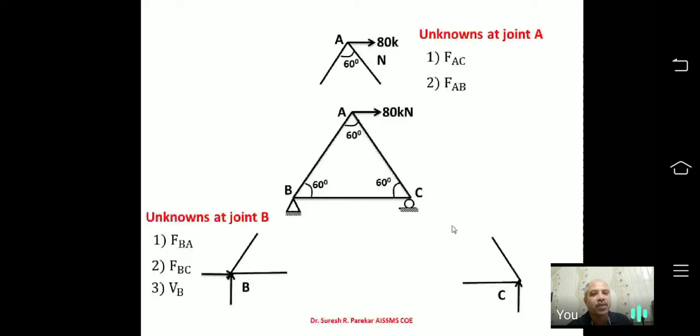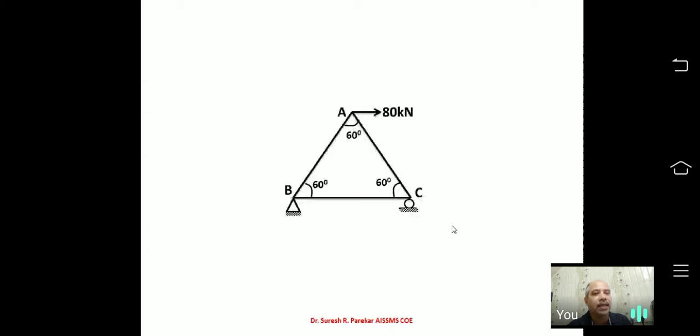So we have four forces at joint B. And if we go to joint C, then we have three forces: two are member forces and one is a reaction. That is force in CA, force in CB, and the vertical reaction at C. So we have to start with joint A, then go to joint C, and then go to joint B.